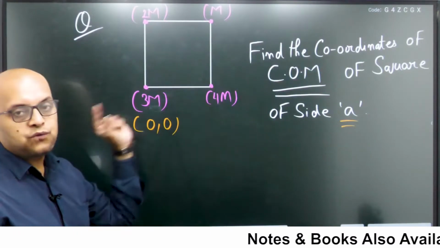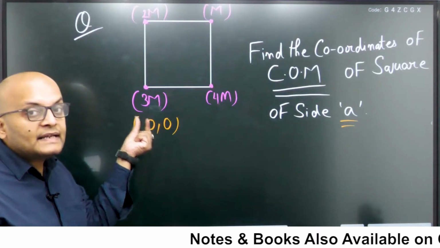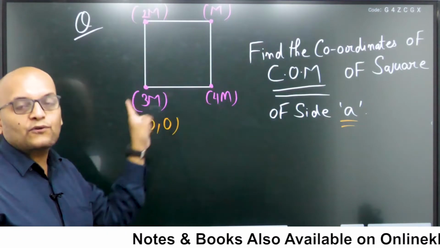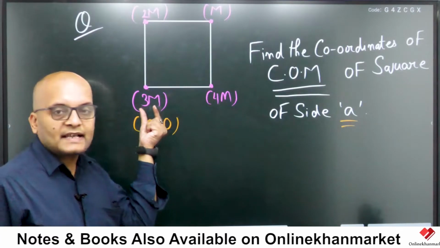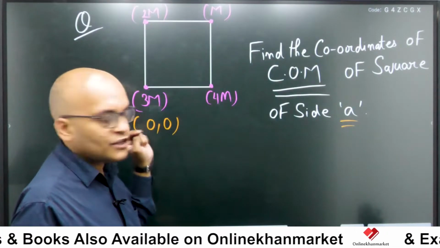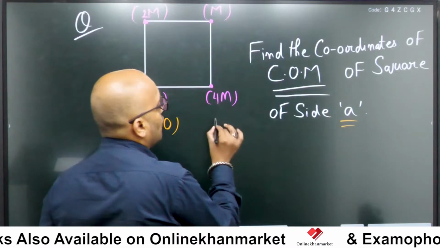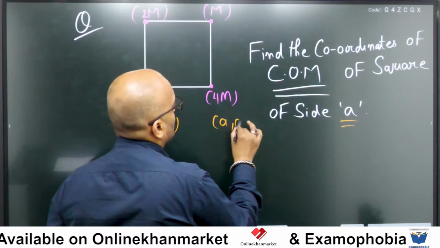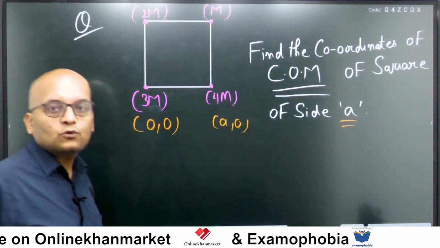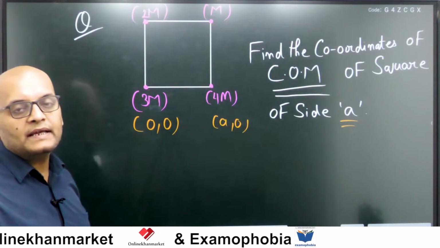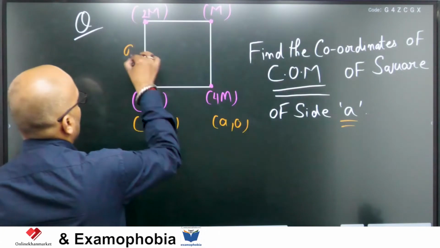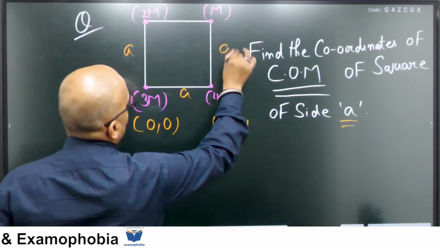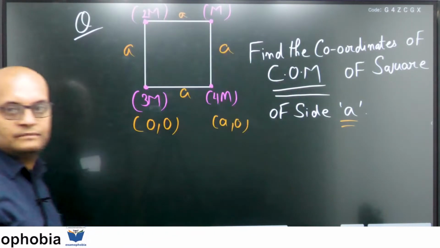This 4m is at a distance of a from our origin. It is along the x-axis, so it is at a distance of a from our origin. So the coordinates of this 4m mass will be a, 0. Why? Because a is the side of the square. It is given to us, right?